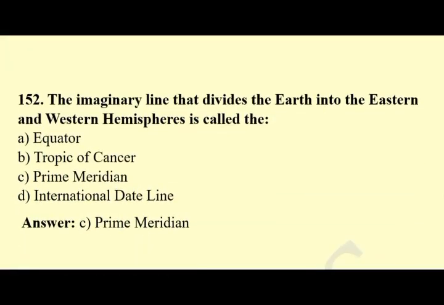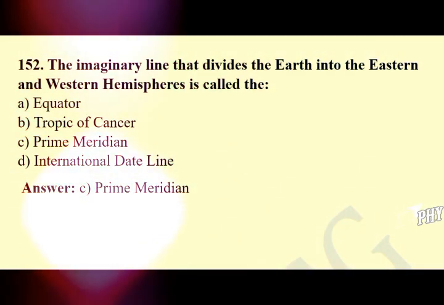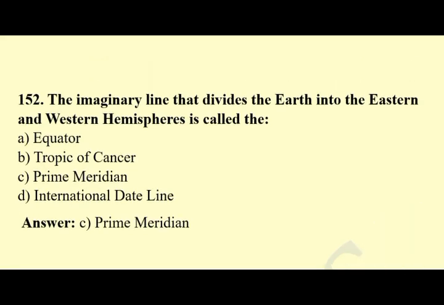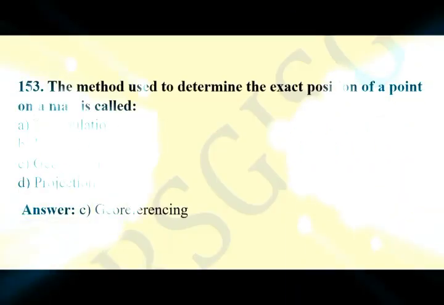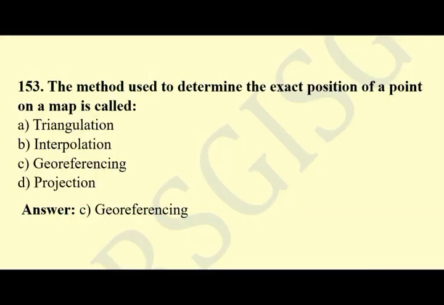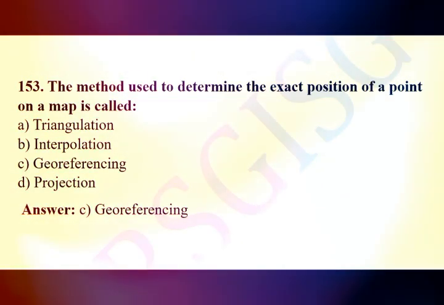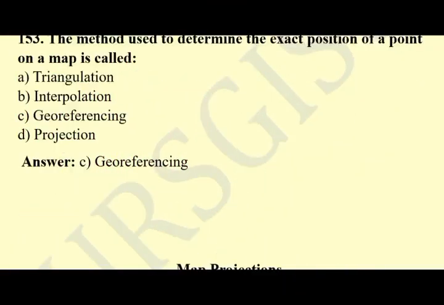Question 152. The imaginary line that divides the Earth into eastern and western hemispheres is called: equator, Tropic of Cancer, prime meridian, international dateline. Here the right answer will be prime meridian. Question 153. The method used to determine the exact position of a point on a map is called: triangulation, interpolation, georeferencing, projection. Here the right answer will be georeferencing.